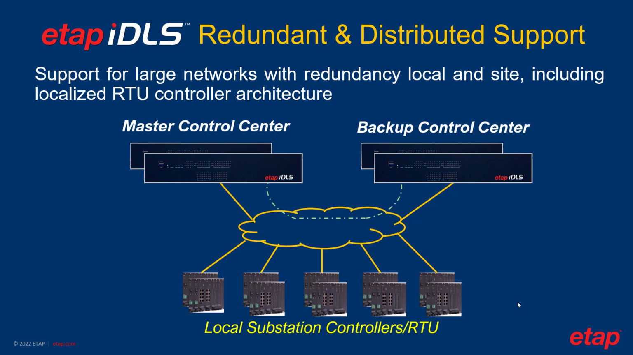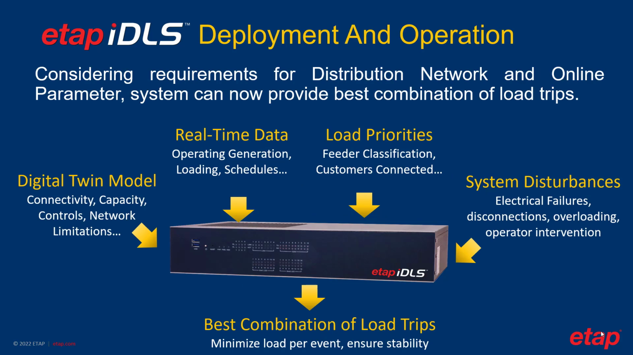All this without the necessity to reconfigure the local substation controllers. Now, to summarize, we have covered how the ETAP iDLS controller uses core data to evaluate the system to generate the best combination of loads to trip. Then the best combination of loads is distributed across the local substation RTUs.